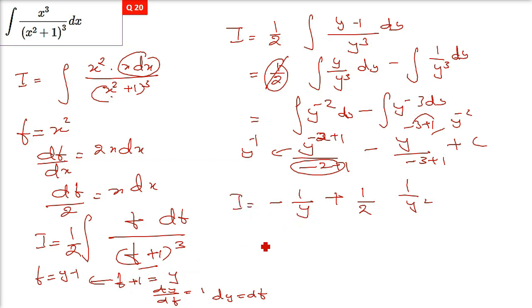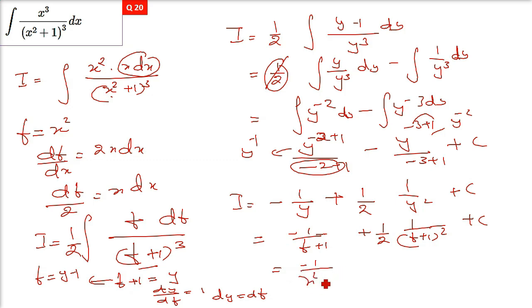But y was taken as t plus 1. First replace y by t plus 1. So negative 1 by t plus 1 plus half 1 by t plus 1 whole square plus constant of integration. Now t is x square. That is the first substitution also has to be done. So wherever you get t, replace it by x square as I am doing it in front of you.